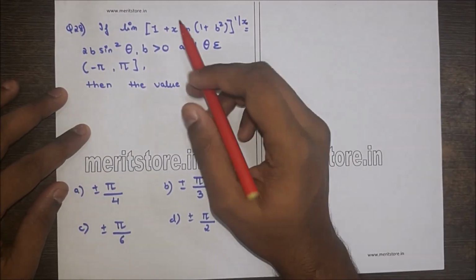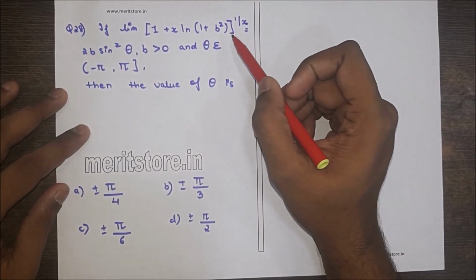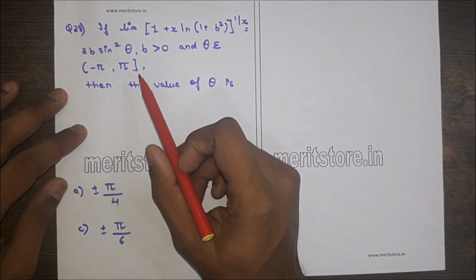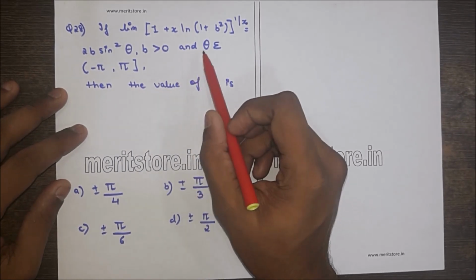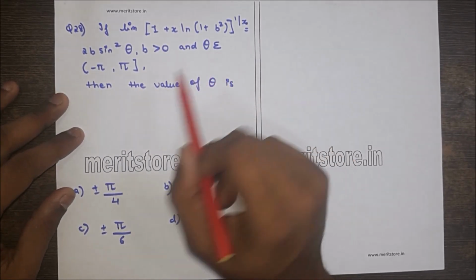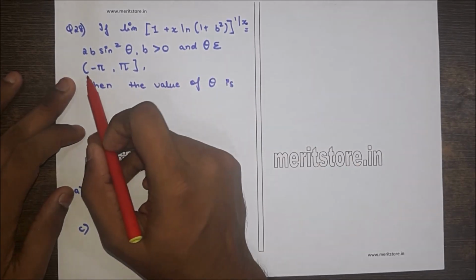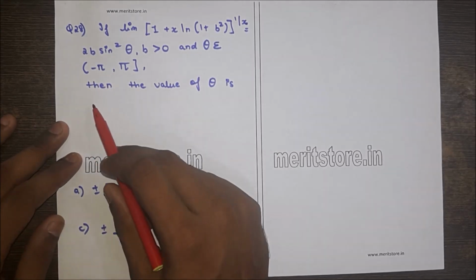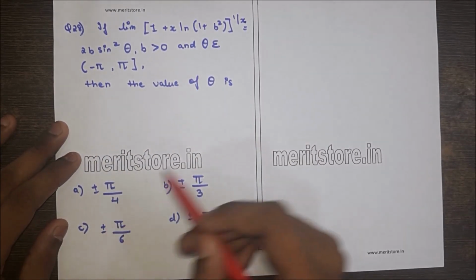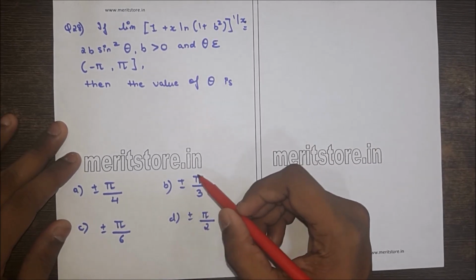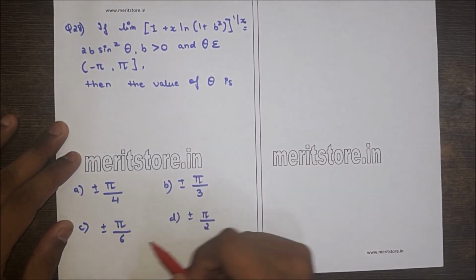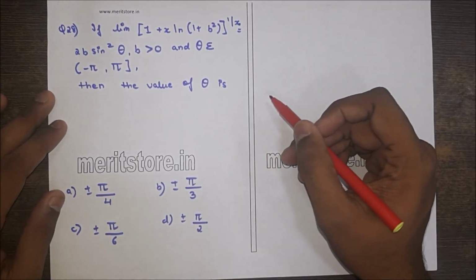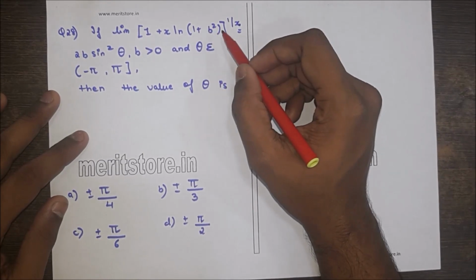If limit of (1 plus x) log of (1 plus b square) raised to 1 by x equals 2b sine square theta, where b is greater than 0 and theta is ranging from minus pi to pi, then the value of theta is plus or minus pi by 4, plus or minus pi by 3, plus or minus pi by 6 and plus or minus pi by 2. What we do now is substitute 1 plus b square.